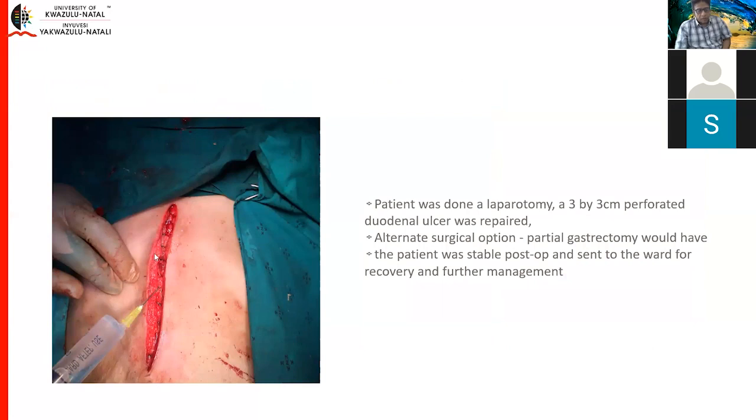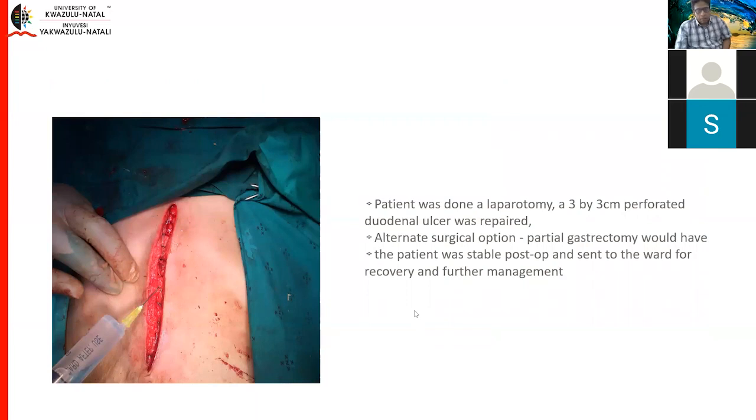They were picked up early. There was no need to do a temporary closure. The sheath was closed. Here you can see local anesthetic being injected. The 3 by 3 centimeter perforation was repaired, and the patient actually did very well and recovered in the general ward post-op instead of having to go to ICU.